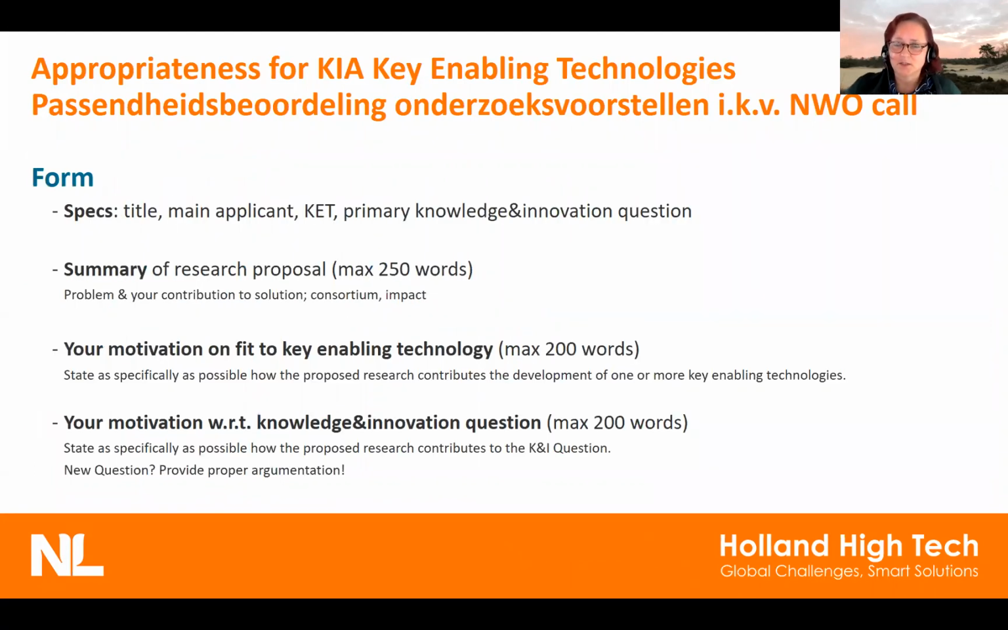Now I have another slide. The appropriateness form consists of 4 main parts. The first part is just the specifications. What is the name and what are the contact details of the main applicant? What's the title of your proposal? To what main and subcategory of the key enabling technologies does your proposal fit best? You have to choose one. And to what knowledge and innovation question does your proposal fit best? So what's the primary fit?